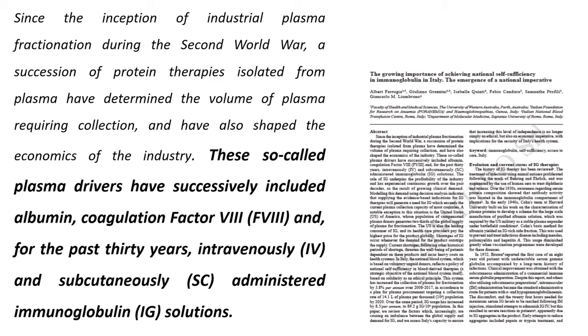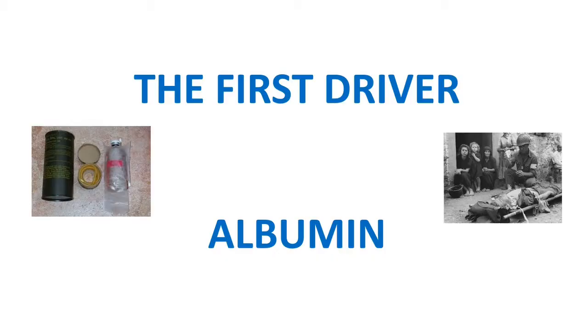These so-called plasma drivers have successively included albumin, coagulation factor 8, and for the past 30 years, as I have intimated before, immunoglobulin, which is nowadays available in both an intravenously administered and a subcutaneously administered form. On this slide, you will also see a publication by myself and some other collaborators in Italy regarding the importance of self-sufficiency, particularly in immunoglobulin. This is a topic which will be presented to you by other speakers in this series.